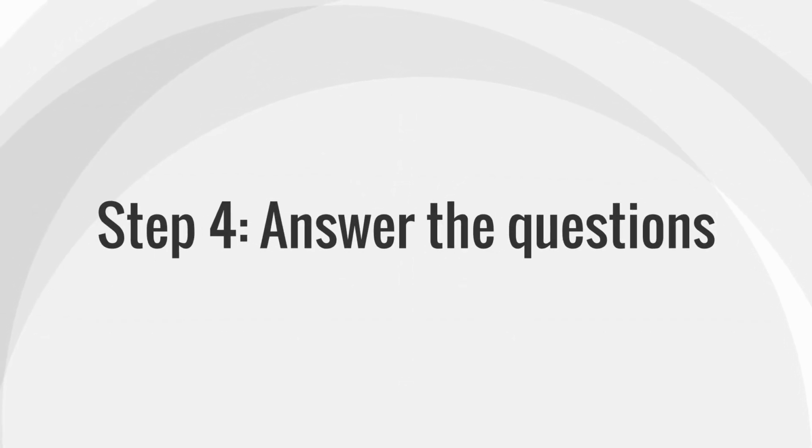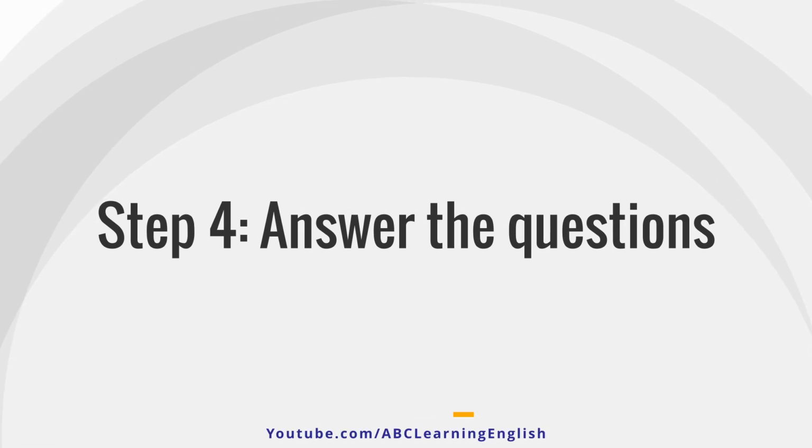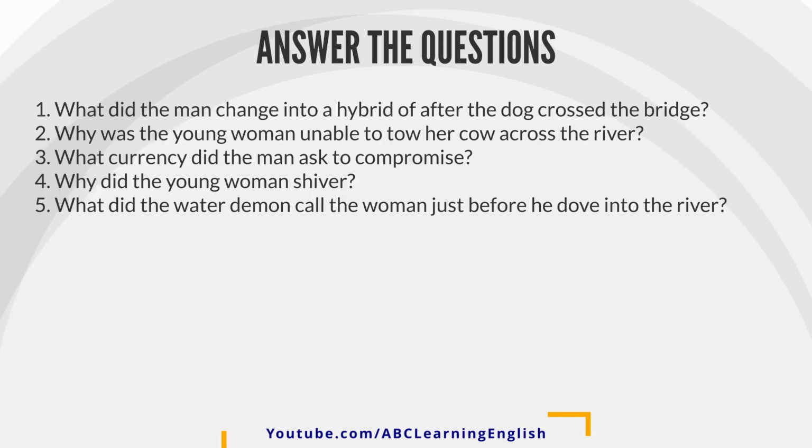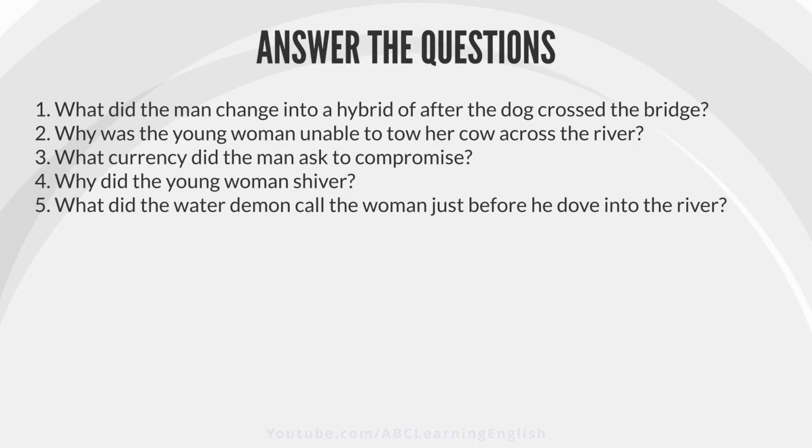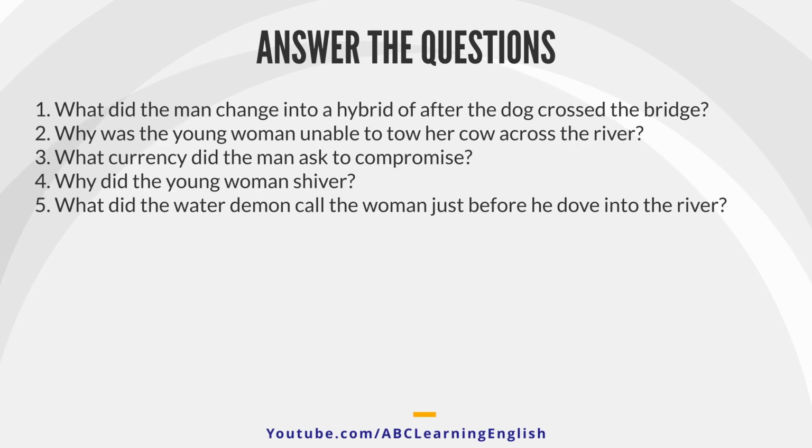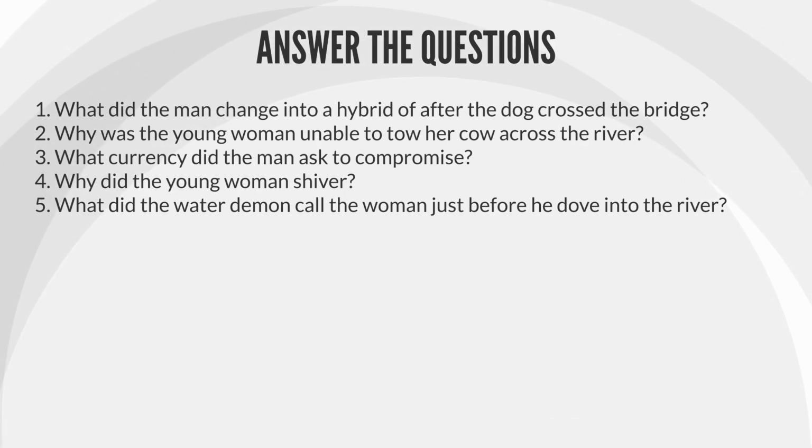Step 4. Answer the questions. 1. What did the man change into a hybrid of after the dog crossed the bridge? 2. Why was the young woman unable to tow her cow across the river? 3. What currency did the man ask to compromise? 4. Why did the young woman shiver? 5. What did the water demon call the woman just before he dove into the river?